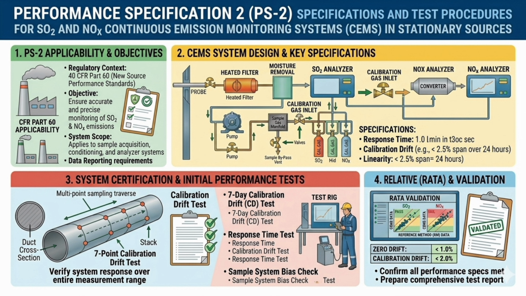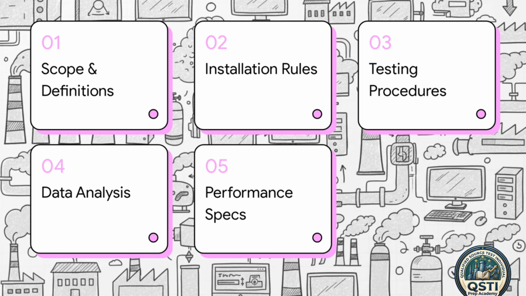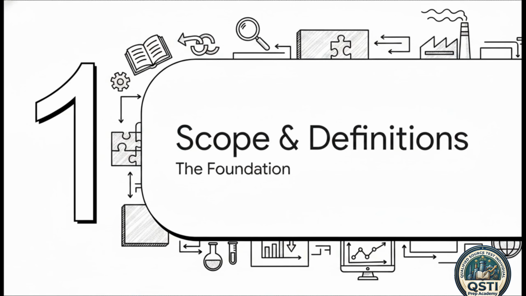Here is our roadmap for this explainer. We'll start with scope and definitions, figure out CEMS installation and location, run through the testing procedures, crunch the calculations and data analysis, and wrap it all up with the performance specifications. Let's hit it. Part 1, Scope and Definitions, the foundation. Gotta know the rules of the game before we actually start playing, right?